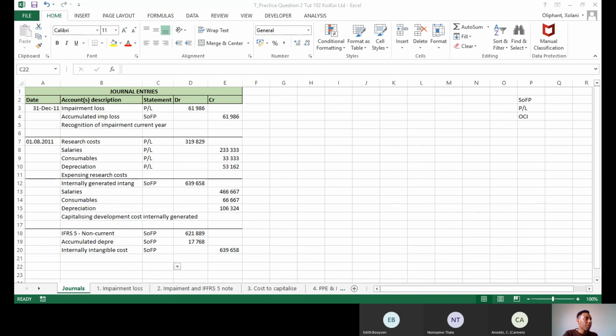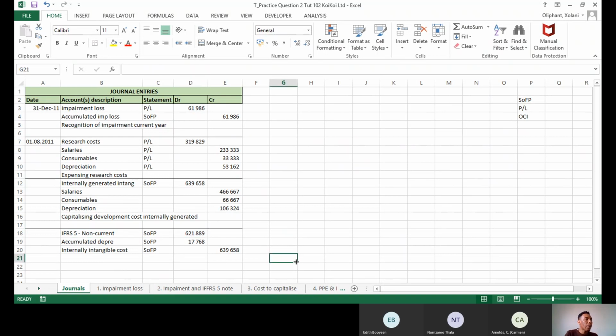Okay, so the initial cost was 639,658, and then the depreciation that was written off over the time was 17,768, and then what it's worth now, which is the take-on value for the IFRS 5 non-current asset, is going to be the 621, right?